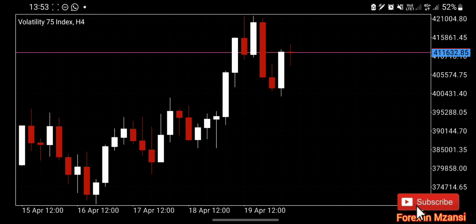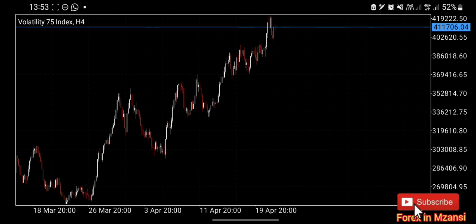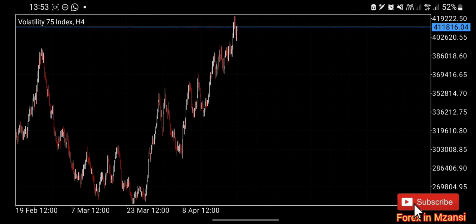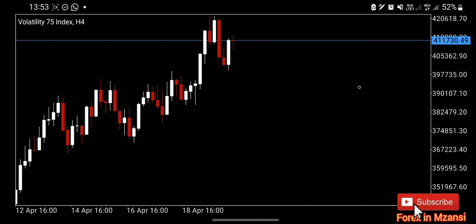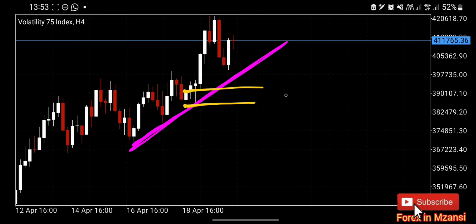So this is the structure on H4, and H4 is definitely still very much bullish, just like what we saw on daily. And here, what you need to take with you is that we are bullish. We have a bullish trend line here. There's your bullish trend line, and here is your area of support, just somewhere around there. So that's your support or your area of demand, and the price is pushing down towards that.